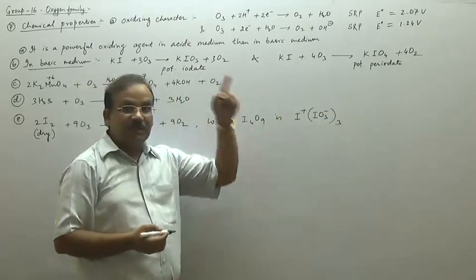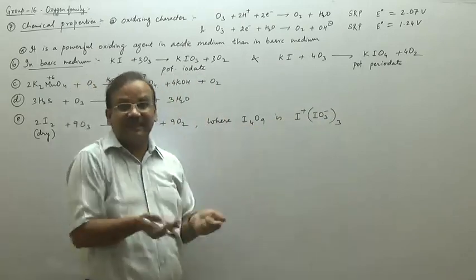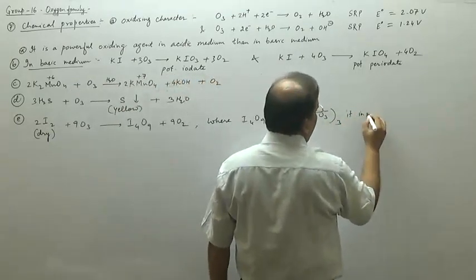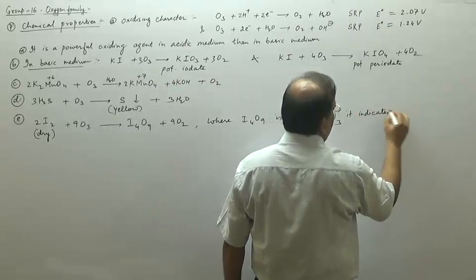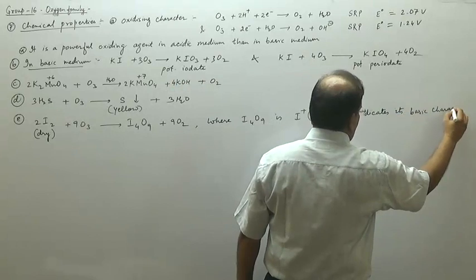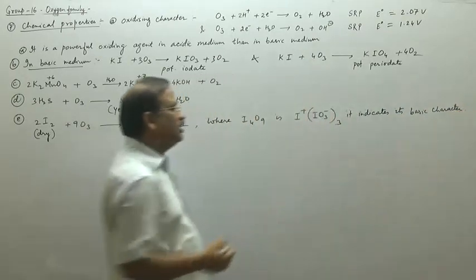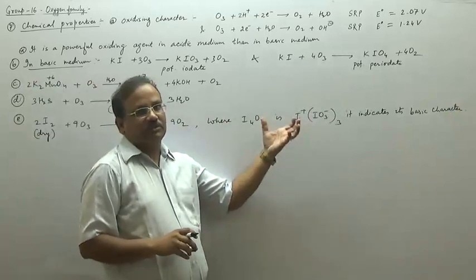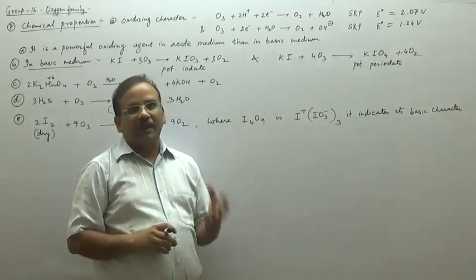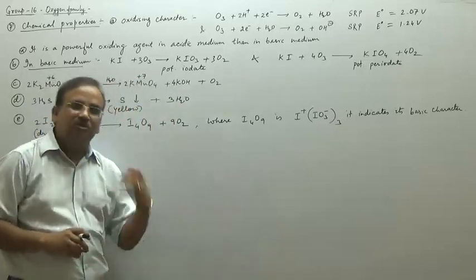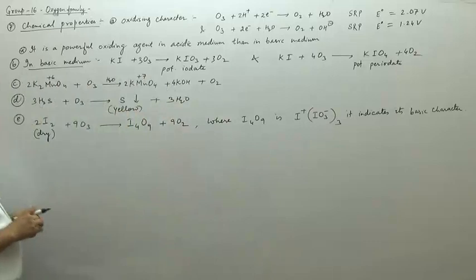And this indicates that if I has a positive charge, it shows its basic character, because in basic character they have a salt-like structure. So if any atom has a positive charge, it will act as a base. Obviously, Na positive is basic, like that. So it will show its basic character.